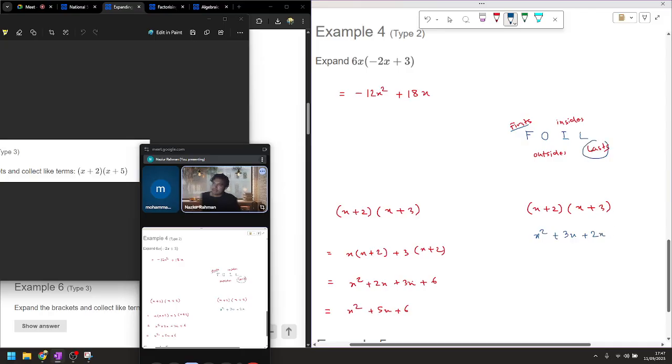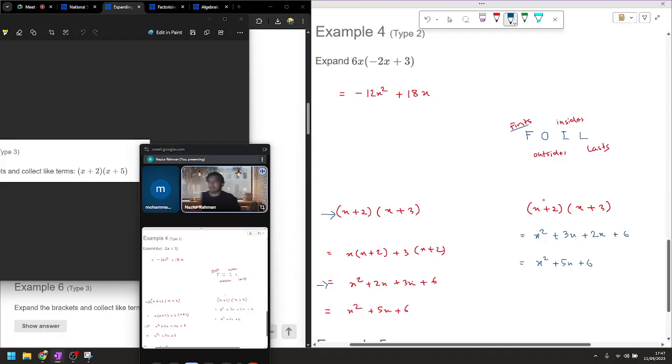Then we multiply the lasts. So multiply the 2 and the 3. That gives us plus 6. Okay. And then that's basically skips a line. It kind of goes from here straight to here. Okay. So once you practice this and become very good at it, it becomes quite easy. So it becomes x squared, and then plus 3 plus 2 is plus 5x plus 6.